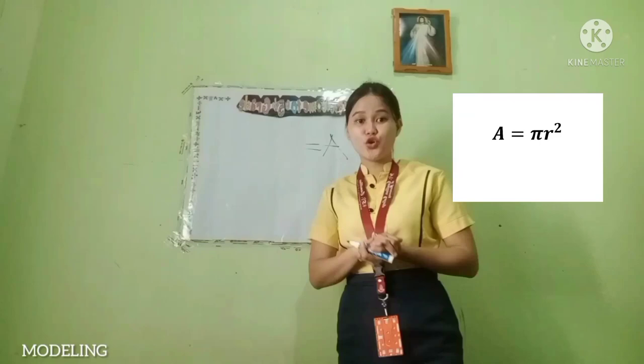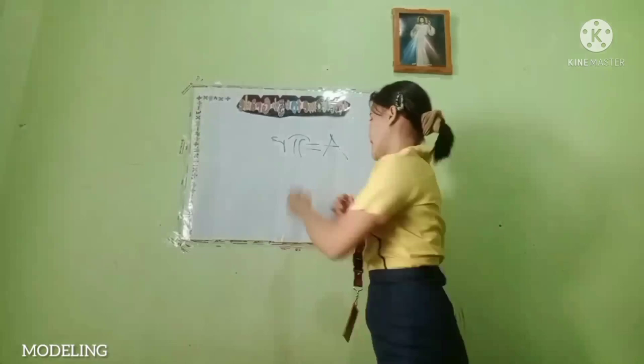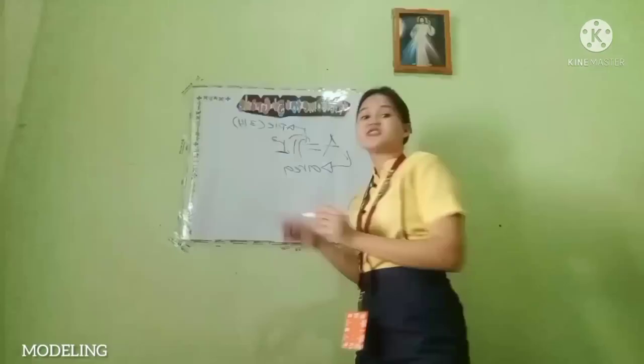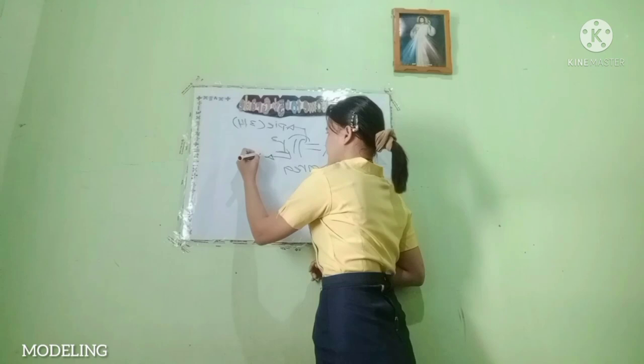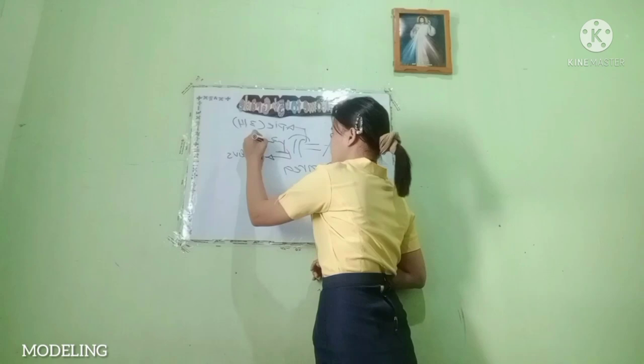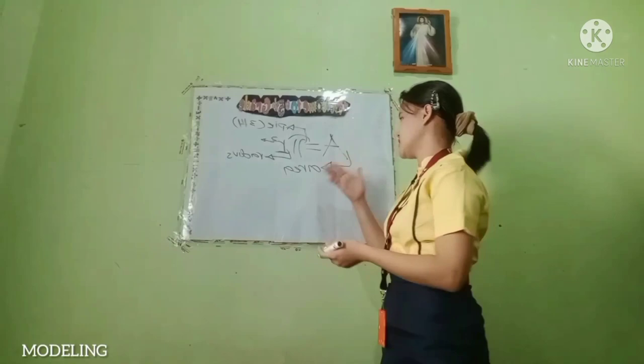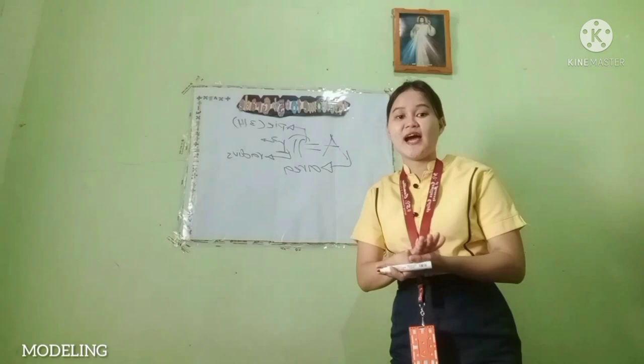A is equal to pi r squared. So, A meaning that is the area. Yun yung hinahanap natin. And then, pi, this is pi, 3.14. And then, r, this is the radius. And then, the 2, this is na yung we can multiply itself sa radius. Kaya naging square siya. So, this is the formula ng area of a circle na pag-aaralan natin ngayon. So, do you understand, class?